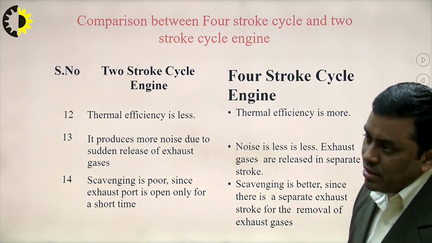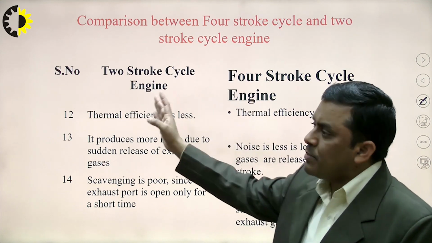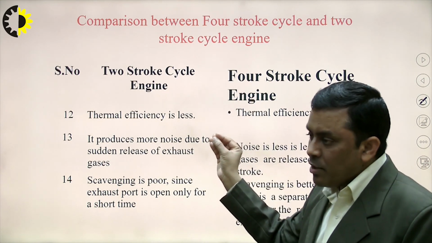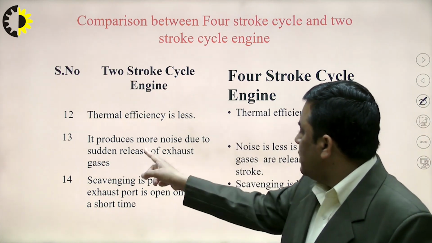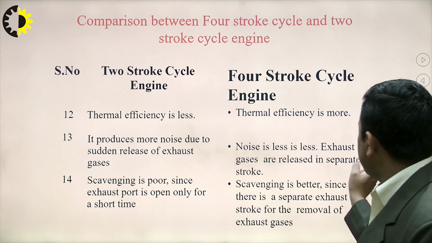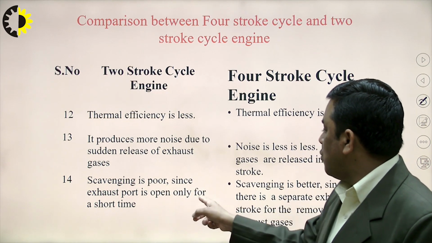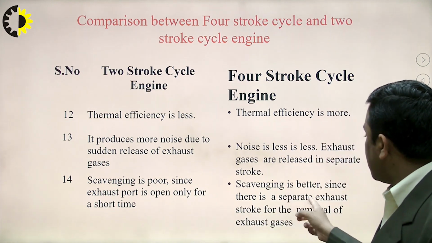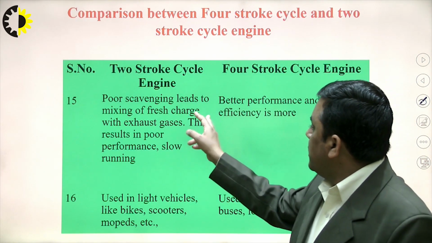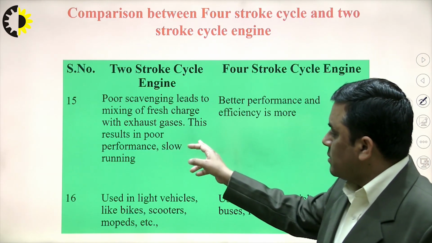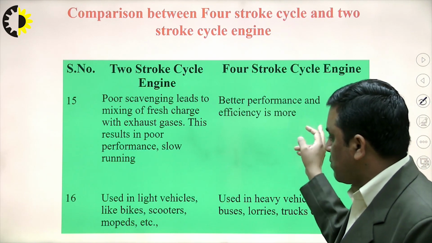So, when the fuel consumption comes in picture, then obviously the thermal efficiency of the system comes in picture. So, thermal efficiency is less because of the slight possibility of wastage. Here the thermal efficiency is more. More noise, noise is less, exhaust gases are released in separate stroke. Scavenging is poor, since exhaust port is open only for a short time. Scavenging is better since there is a separate exhaust stroke. Poor scavenging leads to mixing of fresh charge with exhaust gases, results in poor performance. Thermal performance wise, it is much better.